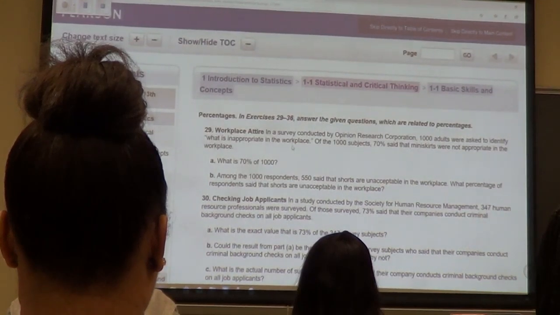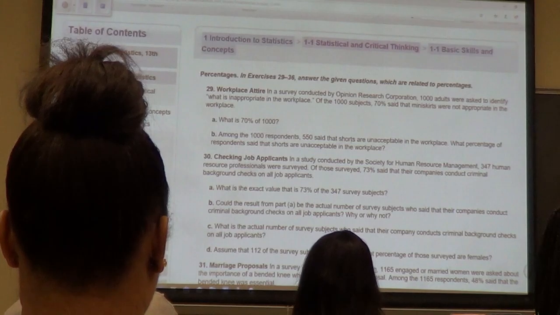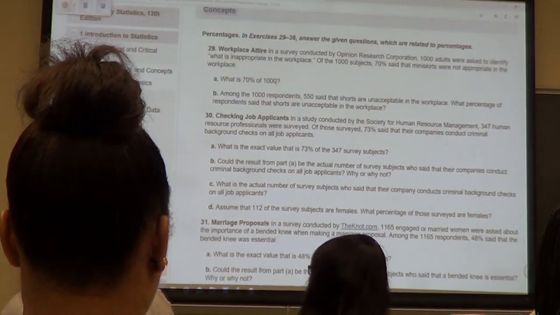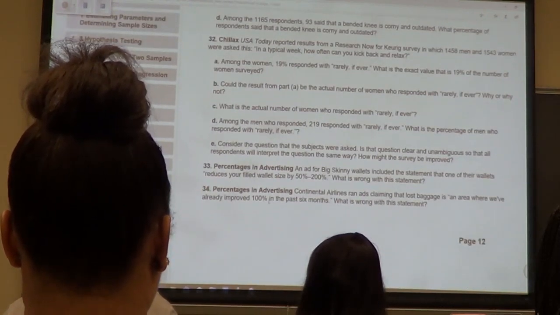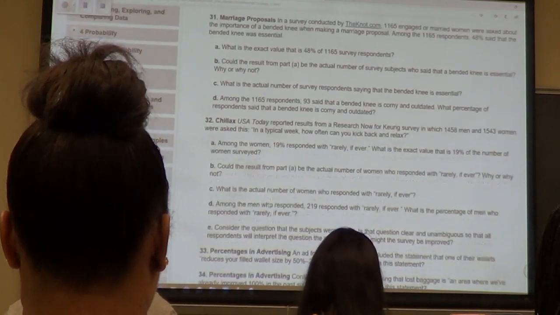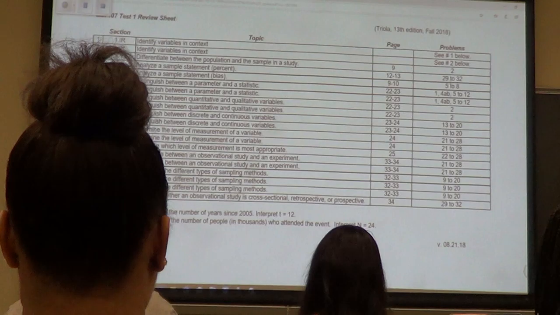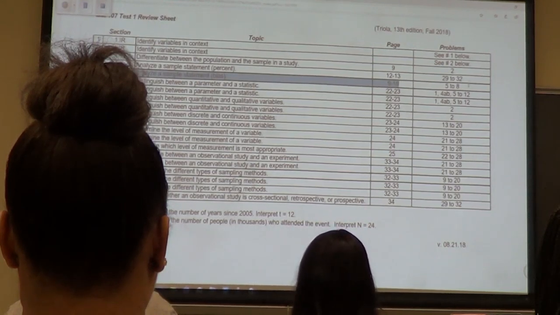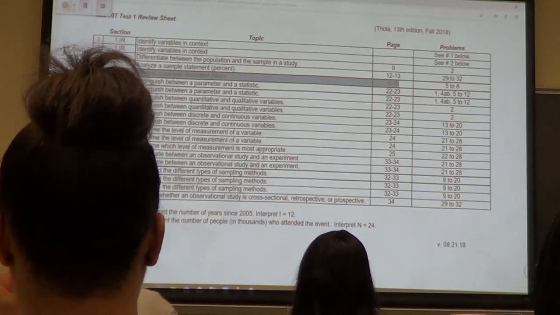So you need to know how to do 70% of 1,000, and among the 1,000, 550, what percentage? So you need to know how to do 29 through 32, not number 33, not number 34, not number 28. Y'all with me? Does that help? Okay. So on that test review, 5 through 8, you need to know how to do. If it's anything other than 5 through 8, 29 through 32, and number 2, you don't need to know it. Those are the only ones that you need to know how to do for your test.